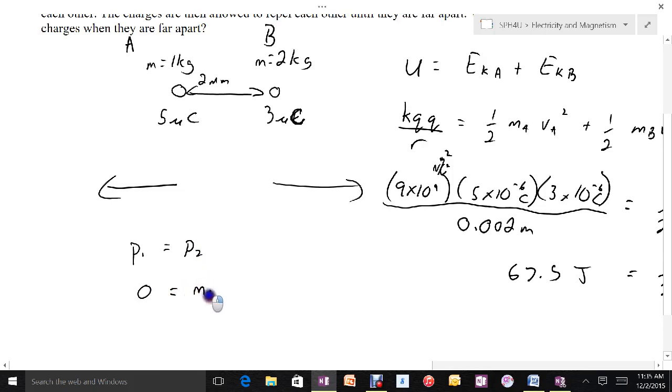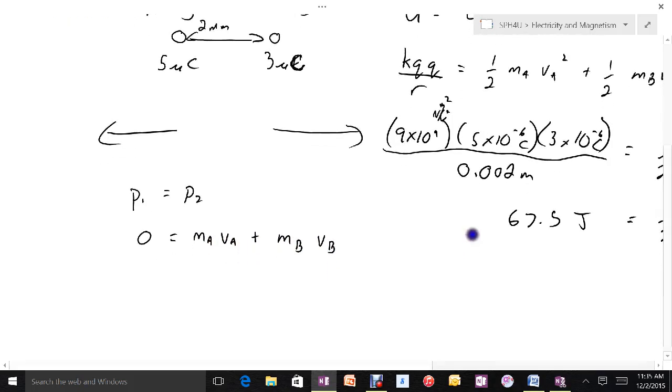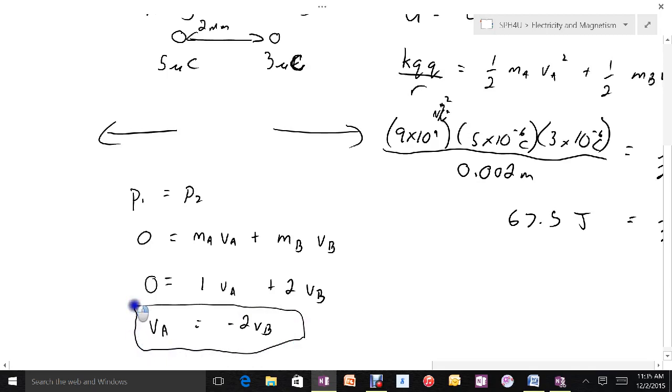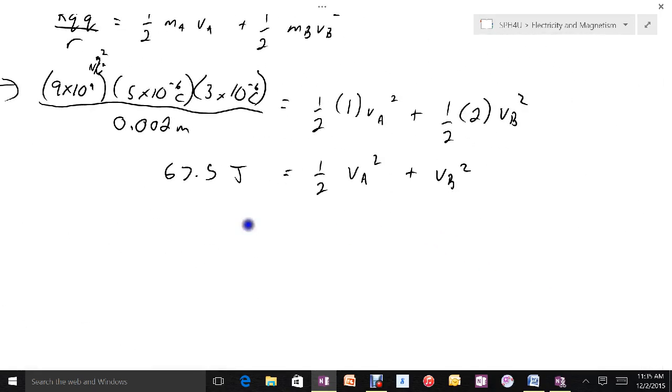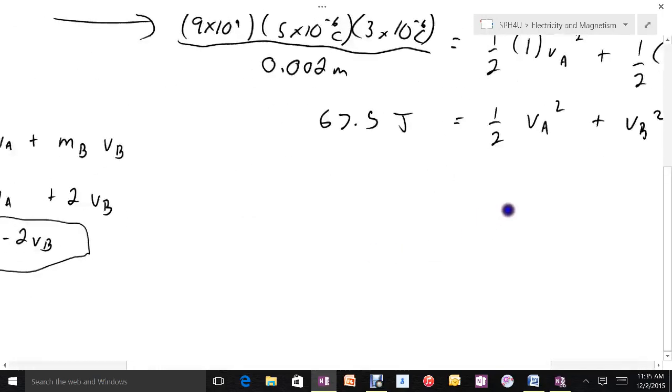Well, it'll be the mass of object A times the final velocity of object A plus the mass of object B times the final velocity of object B. So we have most of those values. That's 1 kilogram times the velocity of A plus 2 kilograms times the velocity of B. I'll solve for VA just because it's easy. VA equals negative 2 VB. And so I get a secondary equation here based on the conservation of momentum that is going to help us see how the kinetic energy will be distributed between these two objects.